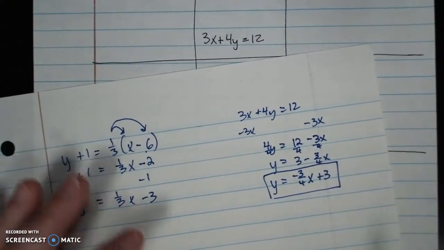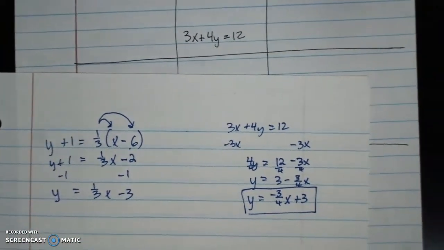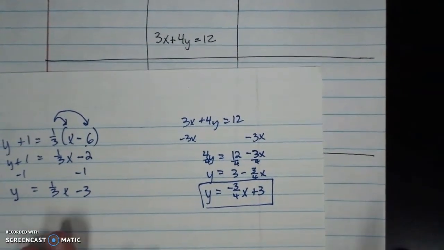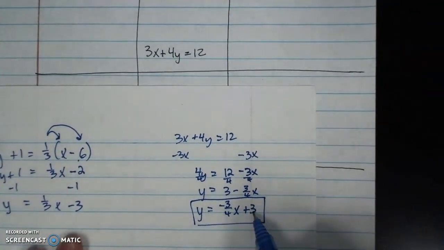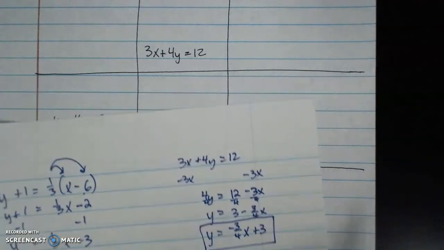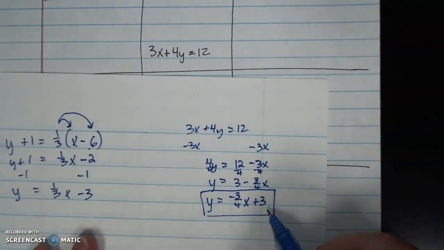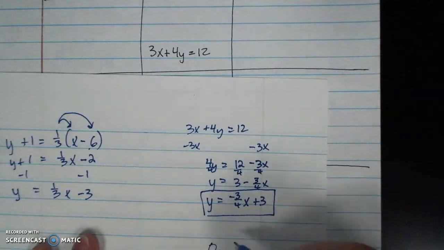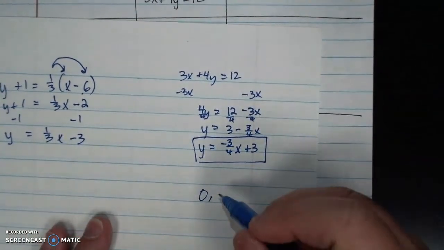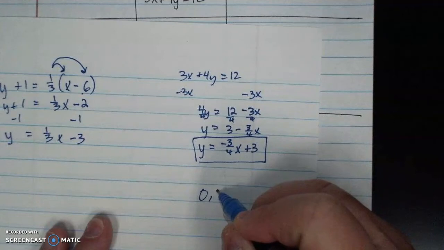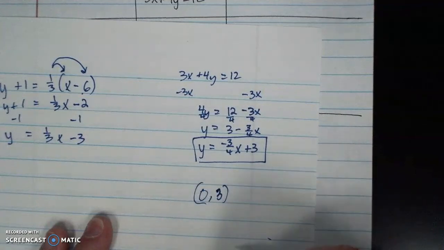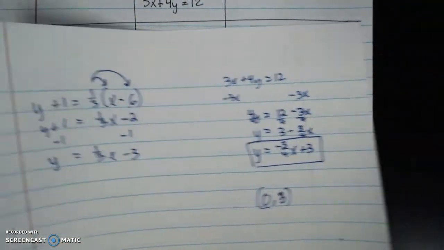Okay, if I wanted to go to point slope, I can use this point right here because that's the y-intercept, and I can use 0,3. The x-intercept and the y-intercept are the easiest ones to use, so 0,3 is a point, so then you can use that point to go into point slope.